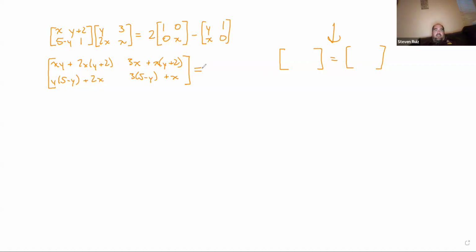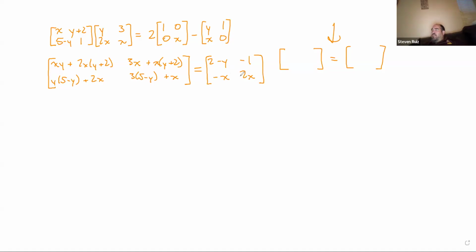The right-hand side, I'm thinking is going to be a little simpler. Because I think I can do the scalar multiplication and the subtraction all at once. So if I want the top left entry, it'll be 2 times 1 minus y. So 2 minus y. Then 2 times 0 minus 1, so negative 1. 2 times 0 minus x, so negative x. And then 2 times x minus 0, so 2x.